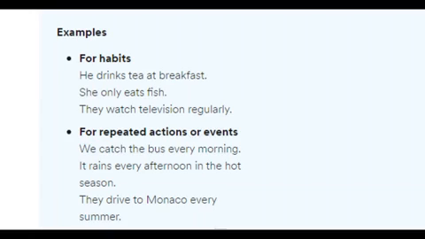Now for repeated actions or events, see the examples. We catch the bus every morning. It rains every afternoon in the hot season. They drive to Monaco every summer. These are the repeated actions or events which we have expressed by using simple present tense. So these were the examples for habits and for repeated actions or events. Now we are going to see more uses.